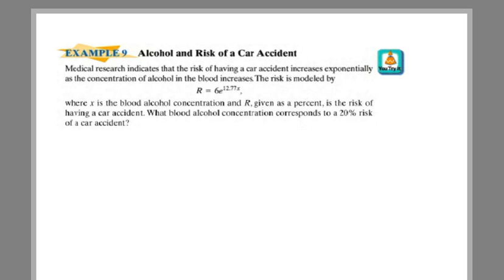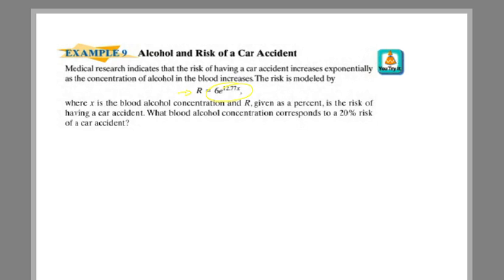And finally, one last thing here is an application. Medical research indicates that the risk of having a car accident increases exponentially as the concentration of alcohol in the blood increases. Okay, we all know that, but some mathematician came up with the model. So the mathematician's job is to look at the data, come up with an equation, and then we can use that equation to determine risks in other categories. And in this case, determining the risk of having a car accident.